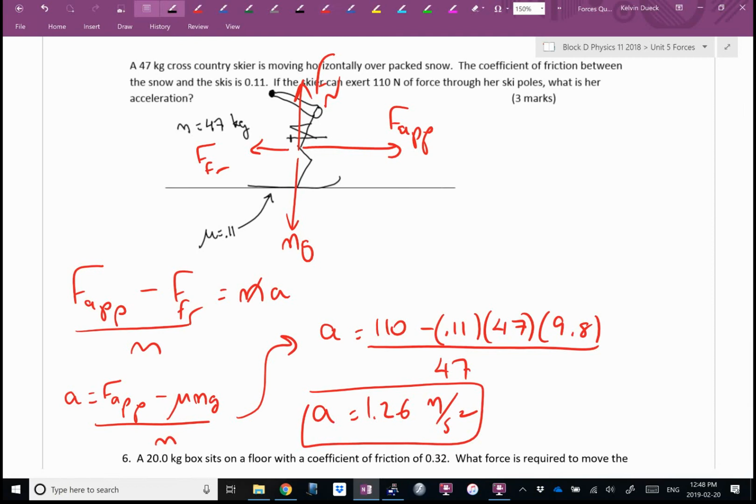Otherwise, I would probably do something like this. I think I would give you 1 whole mark if I saw that line. I would give you a half mark for that, a half mark for that, and then 1 mark for the answer or something like that.